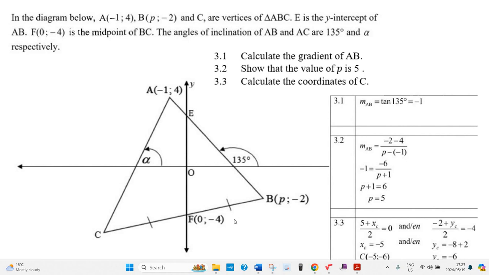And the same thing for the y-coordinates. We go that the y-coordinate of C plus -2 divided by 2, that is finding the midpoint, has to equal this -4. Well, we go 2 times -4 is -8. We add the 2. We get the y-coordinate of C as being -6. So there we go, -5 and -6.